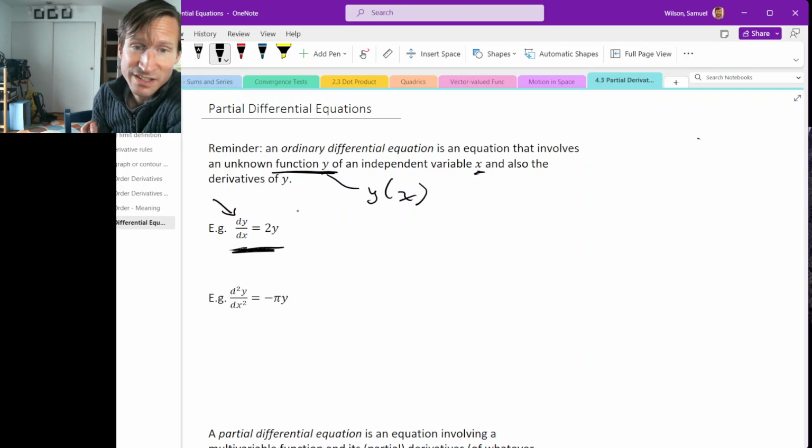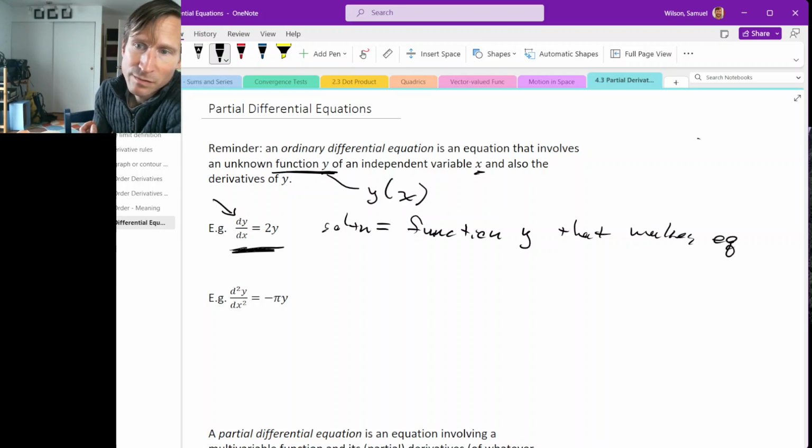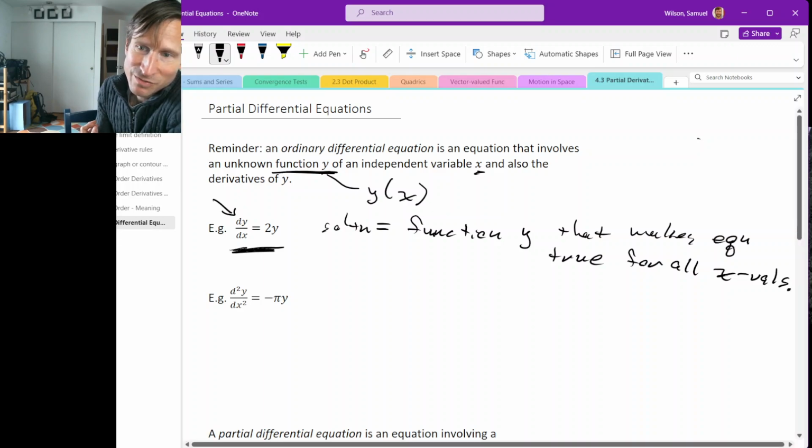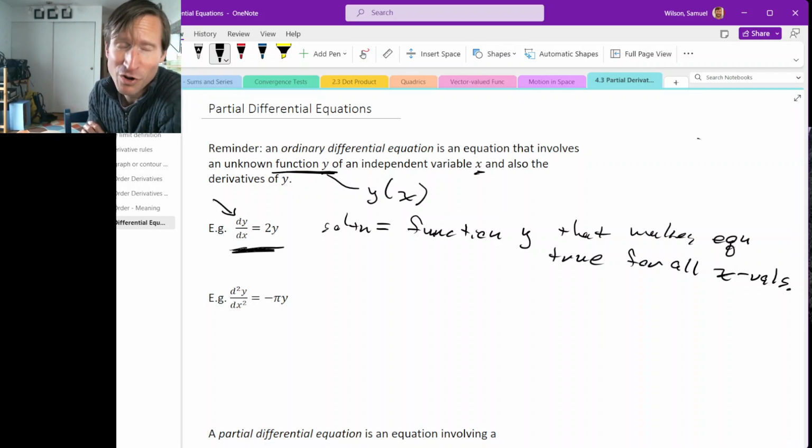So a solution to this would be a function y that makes the equation true for all x values, right? To count as a solution, our function has to satisfy the equation not just for a few separated x values, but for all x values, or at least an interval full of x values.